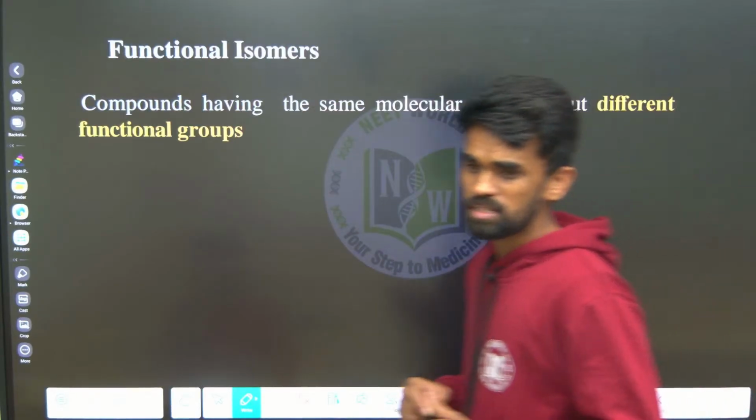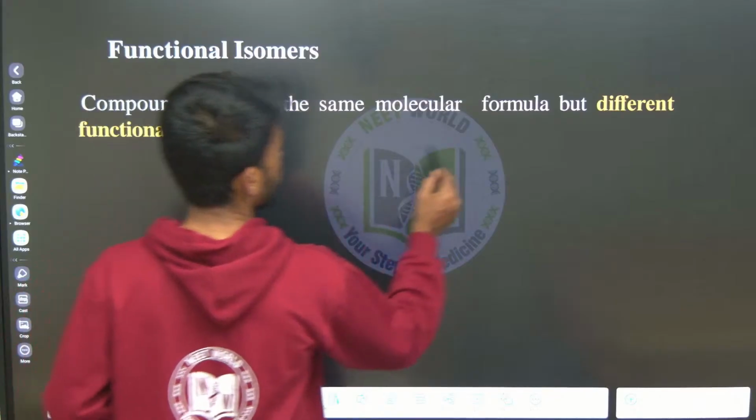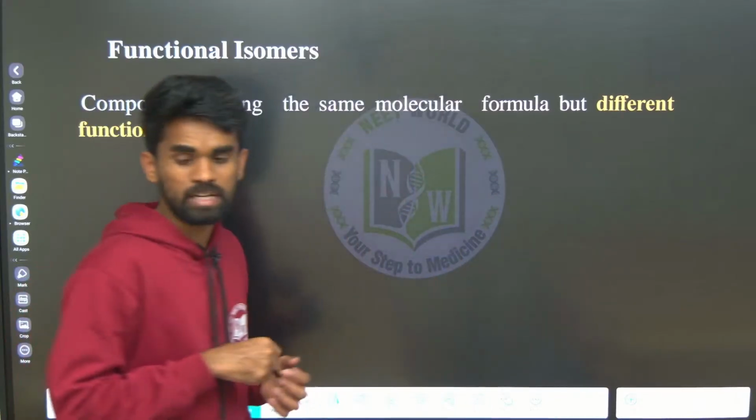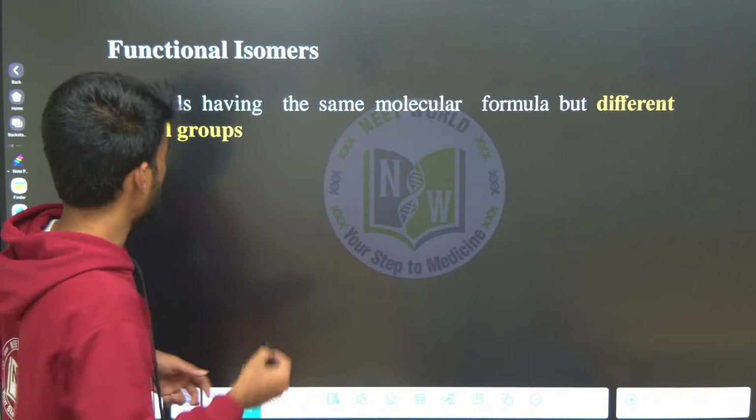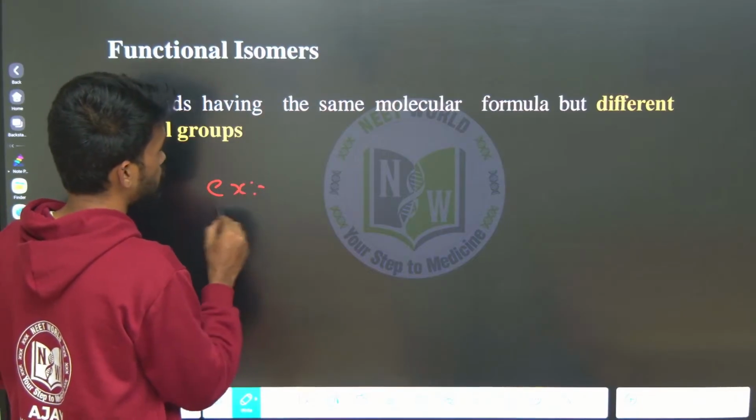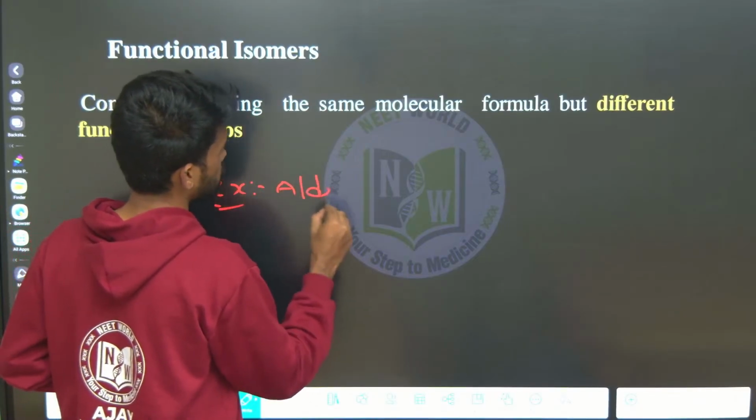Next, functional isomers are isomers having the same molecular formula but differing in their functional group. Example: aldehydes and ketones.